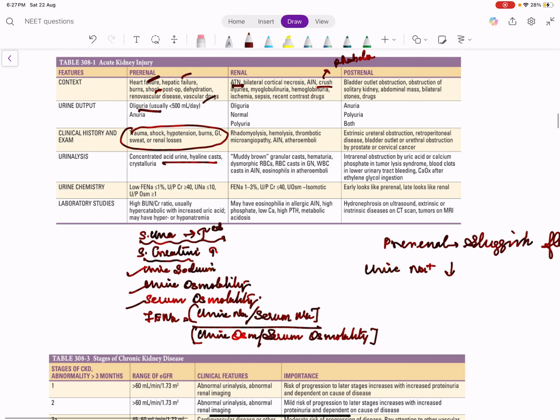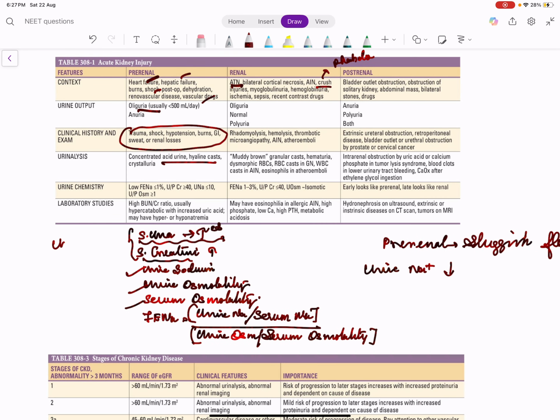But since urea is reabsorbed more, the urea by creatinine ratio is more than 40:1. That is what is given here. Urea by plasma creatinine ratio is more than 40 in pre-renal AKI. But the same dramatic rise in urea is not seen if it is a renal or a post-renal cause. So urea by creatinine ratio will be less than 40 in those.